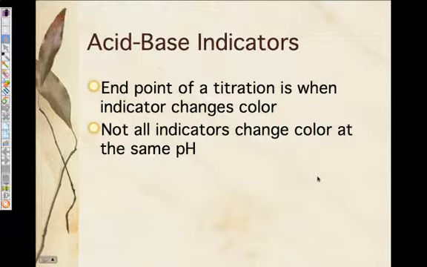Not all indicators change color at the same pH. I think your book has a picture of some other indicators, but some go from green to yellow. Some change blue to pink. So there's different color changes that can occur at different pHs. So if you're looking at a solution that is reacted and it gets to equivalence point at something below 7, you probably don't want to use phenolphthalein because that would not give you the correct endpoint.